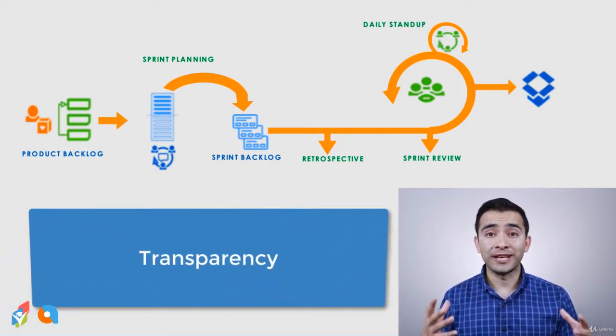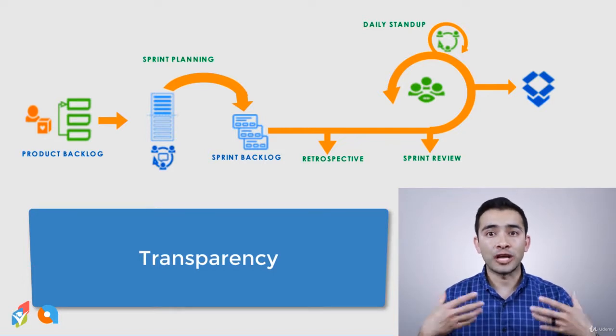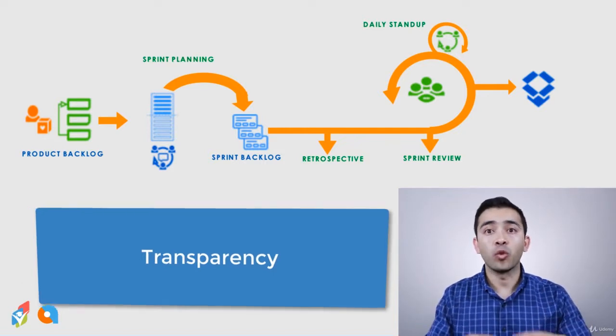Transparency, on the other hand, makes the Scrum framework very effective because all the roles, responsibilities, and meetings in Scrum are designed so that the team can be more transparent about how they're working and what they're working on.